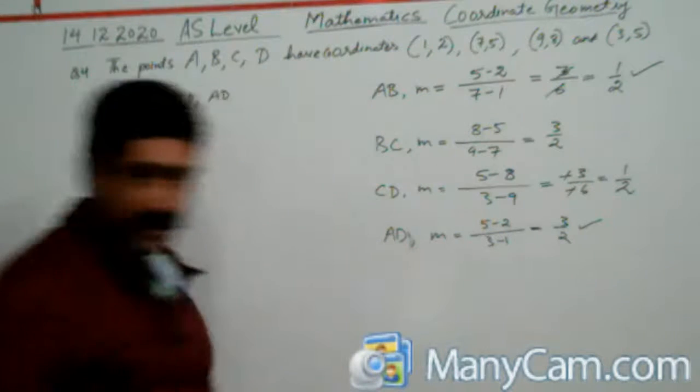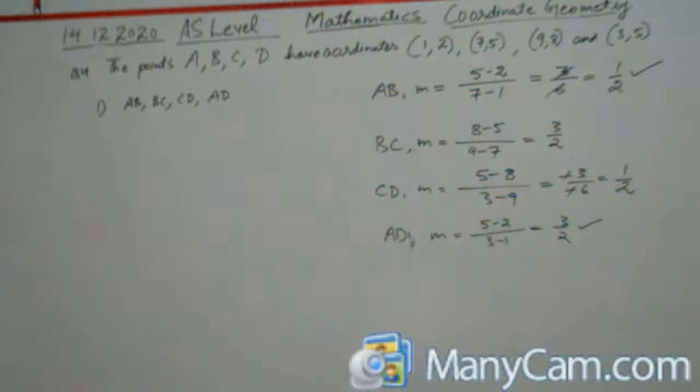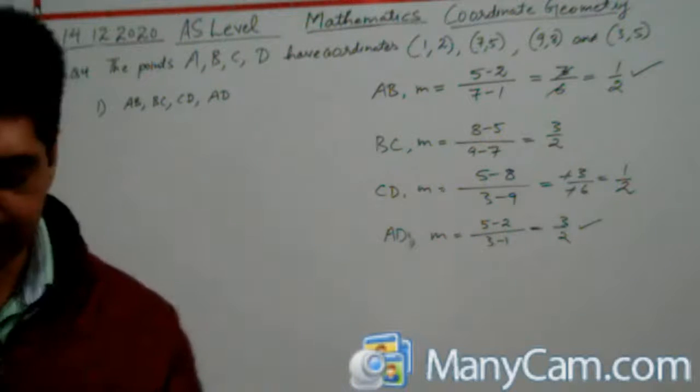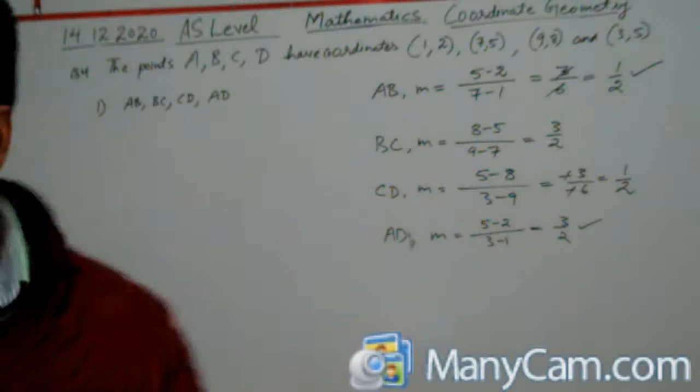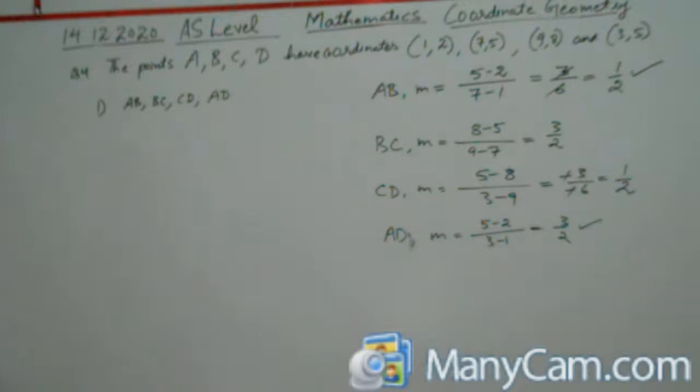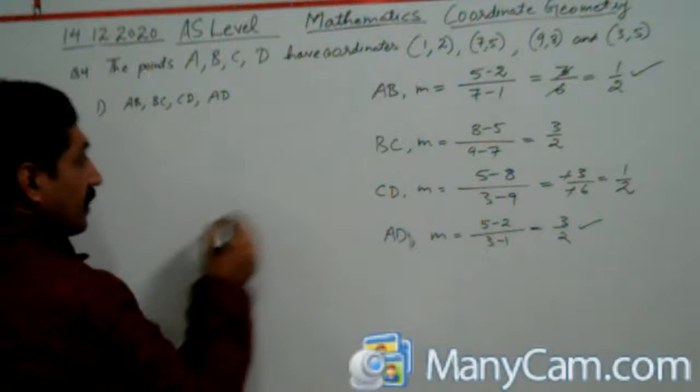The other two parts of this question they are saying: first is what do the gradients tell about the quadrilateral ABCD. So you have to join the quadrilateral ABCD, right?